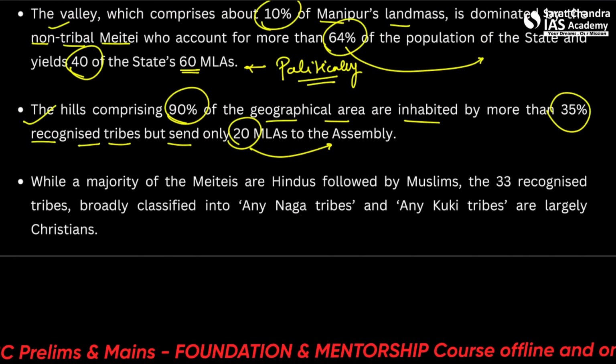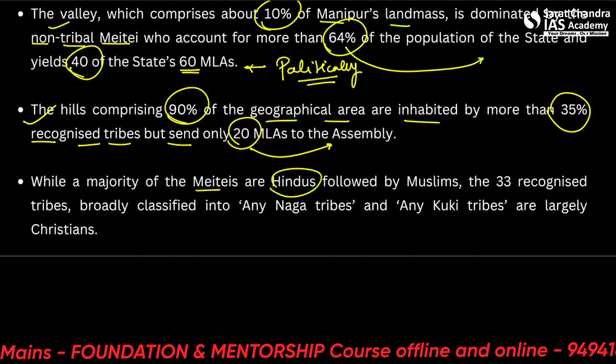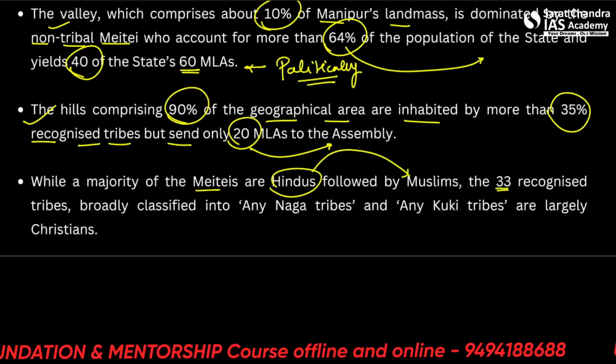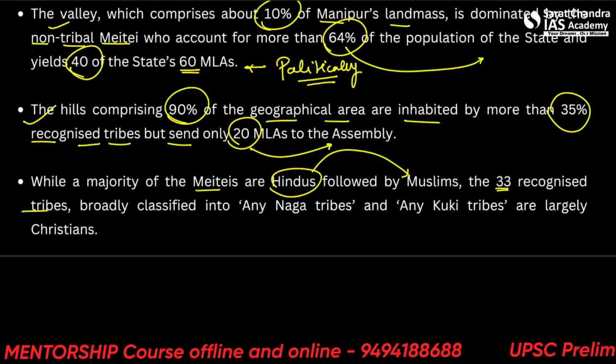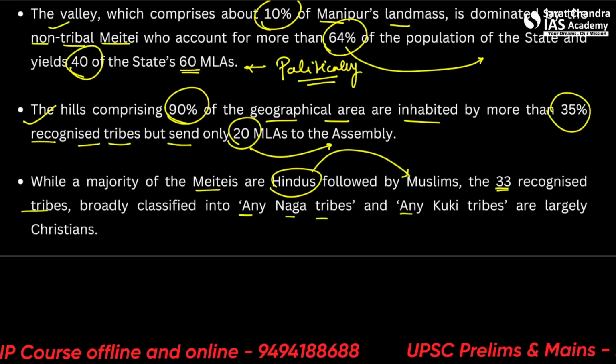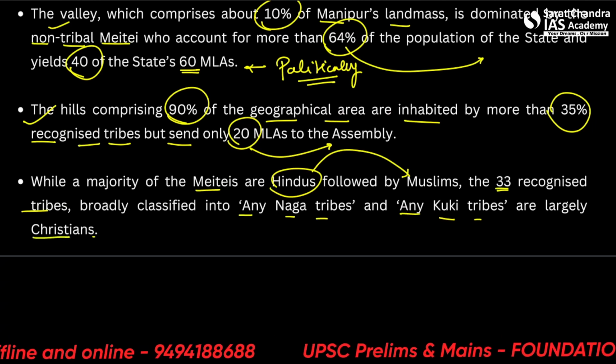While a majority of the Meiteis are Hindus, followed by Muslims, the 33 recognized tribes, broadly classified into any Naga tribes and any Kuki tribes, are largely Christians.